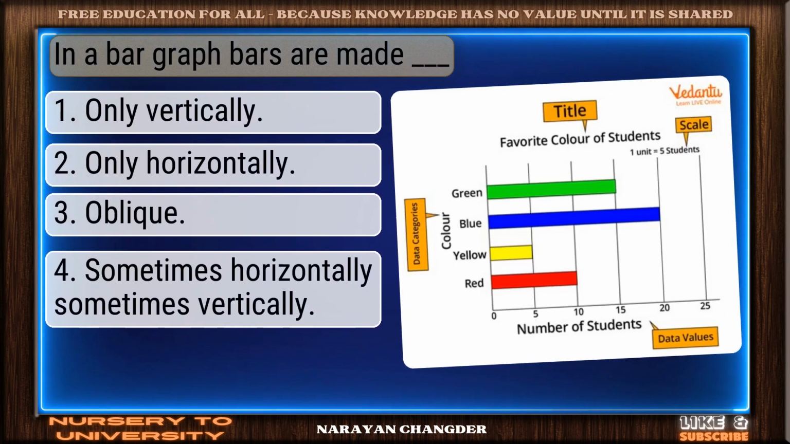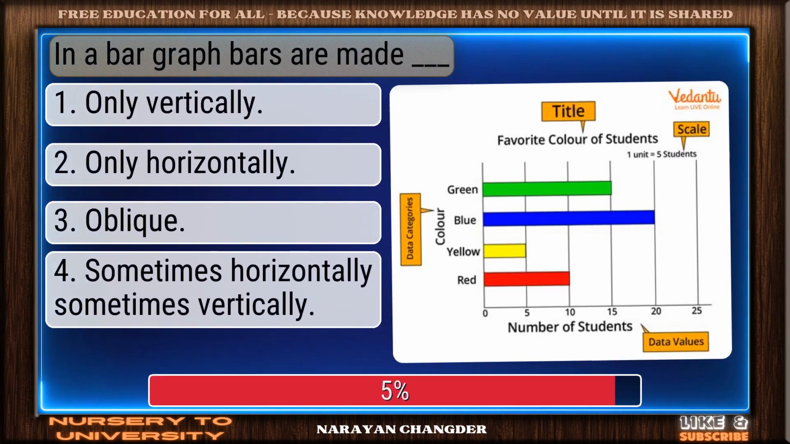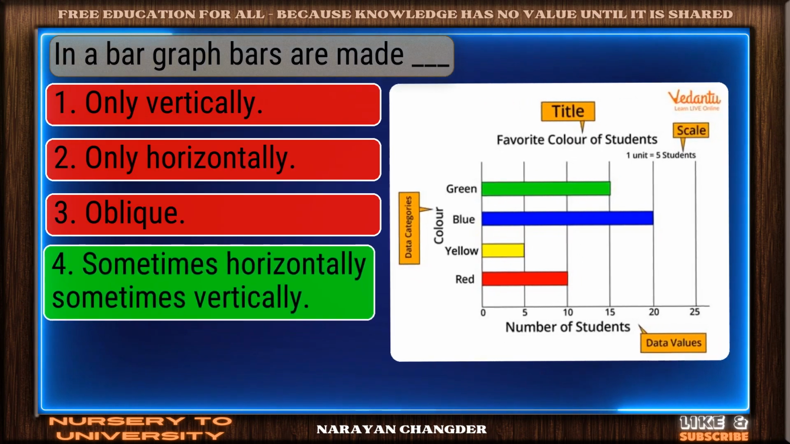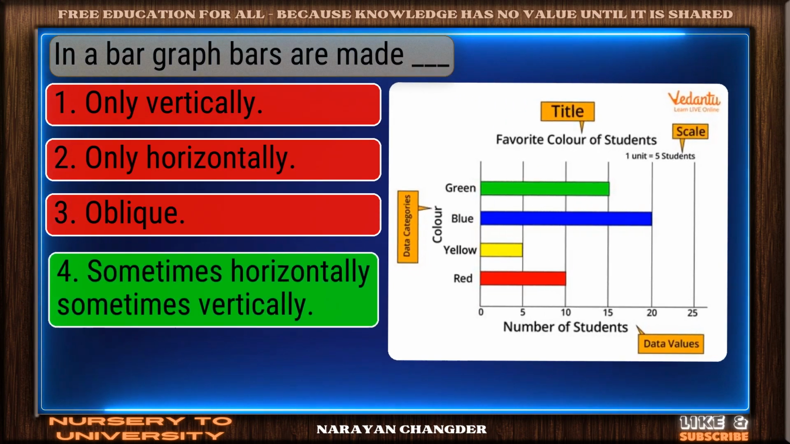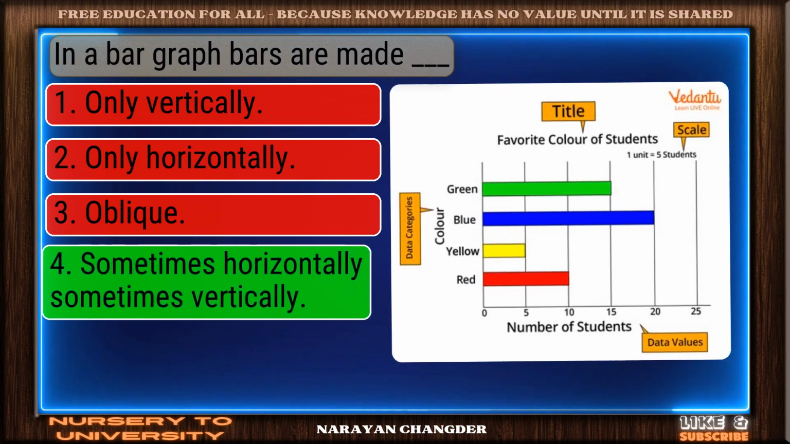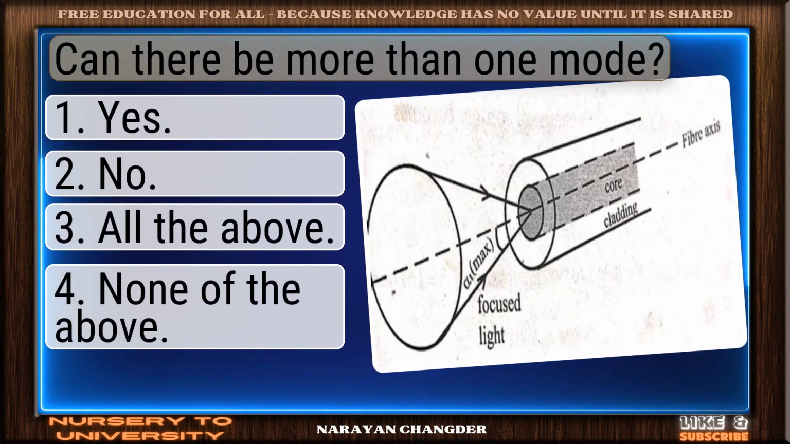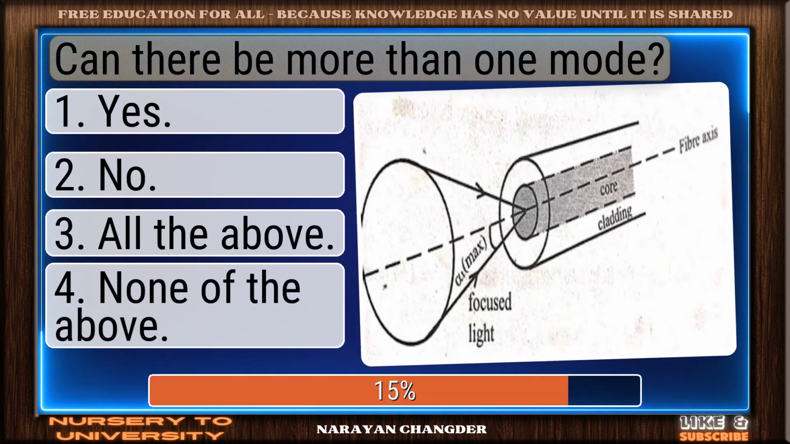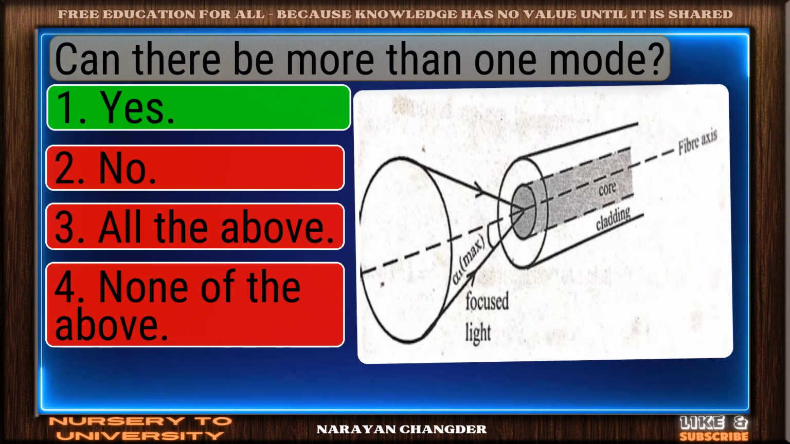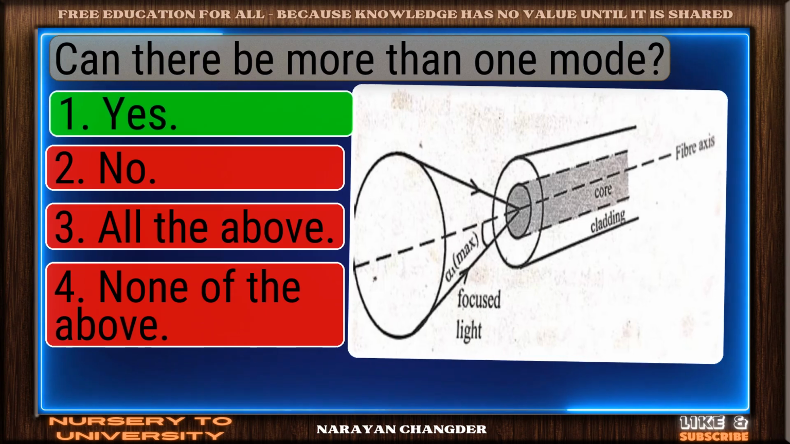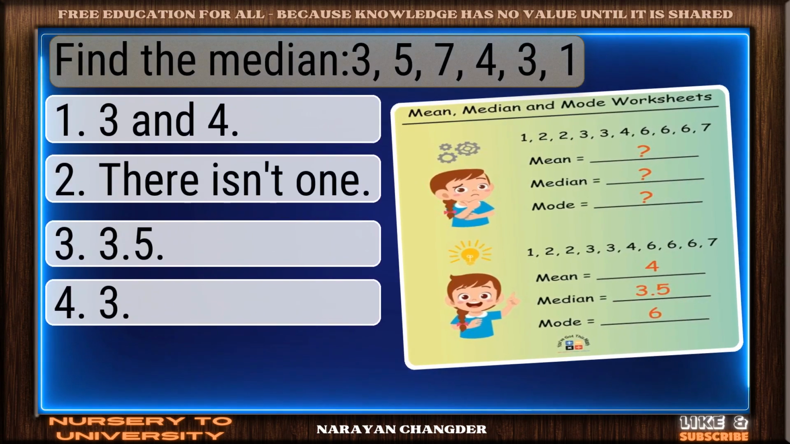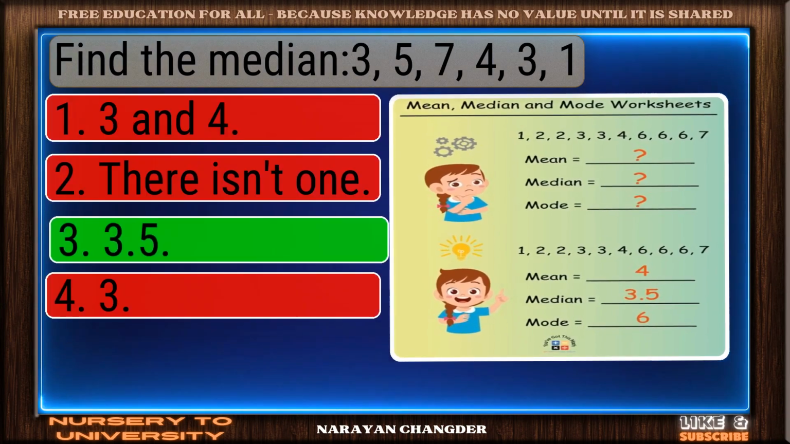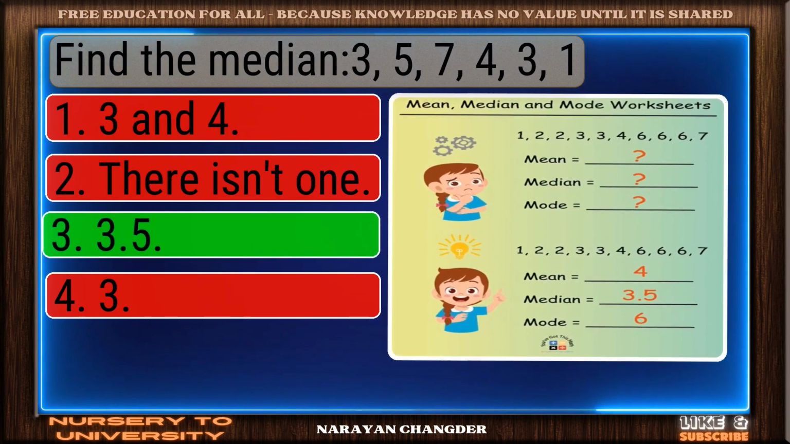Question number 260. In a bar graph, bars are made dash? Nice selection. Sometimes horizontally, sometimes vertically is the correct and valid answer. Question number 261. Can there be more than one mode? Great thinking. Yes is the right choice. Question number 262. Find the median of 3, 5, 7, 4, 3, 1. Sharp thinking. 3.5 is the right choice.